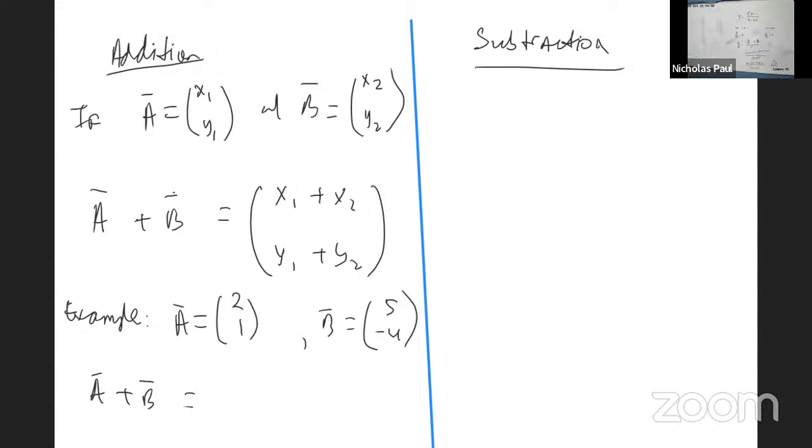So A plus B will be (2, 1) plus (5, -4). When you add the 2 x values, you'll get 7. 2 plus 5 is 7. 1 plus minus 4 is minus 3. Are you okay with that? Easy, right?